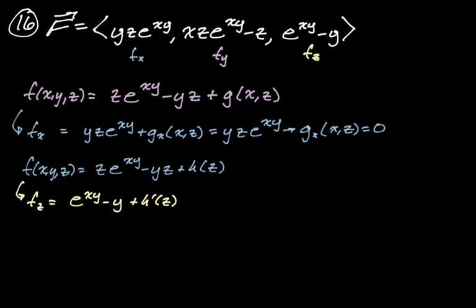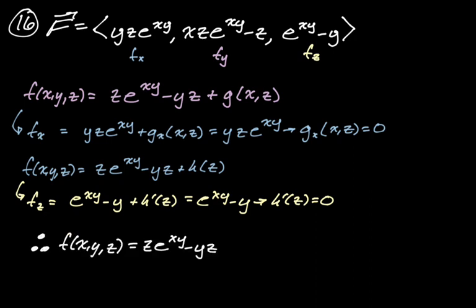So partial z of this thing is e to the xy minus y plus h prime of z, compared to what we think partial z is, which is e to the xy minus y, which tells us that h prime of z should be 0. So update what you think your potential function is. A potential function could be z e to the xy minus yz. So this is conservative. We found a potential function. All right, we got one more to do.